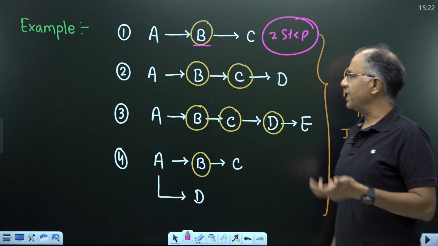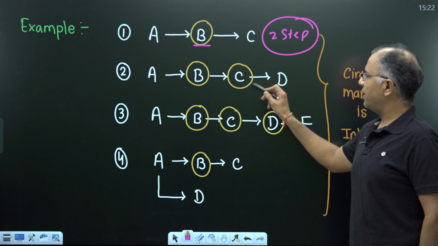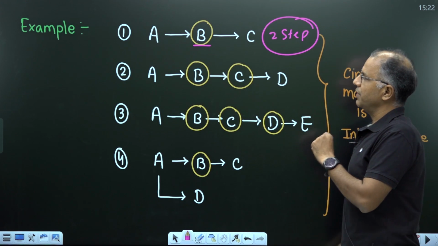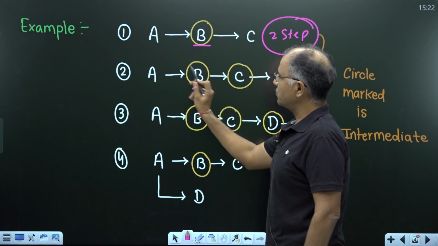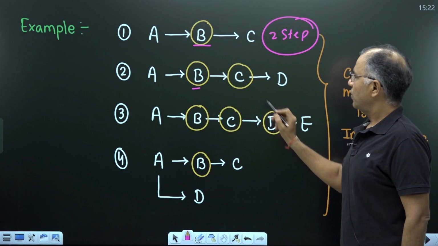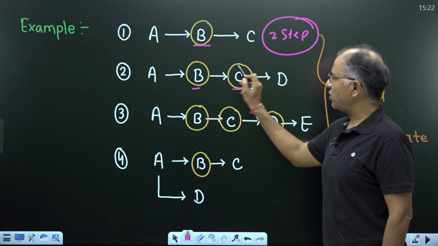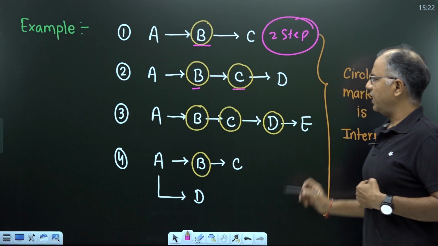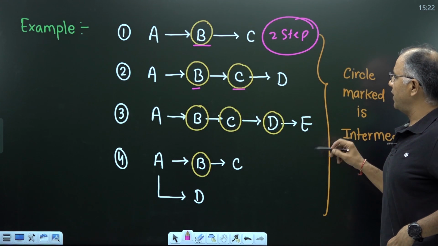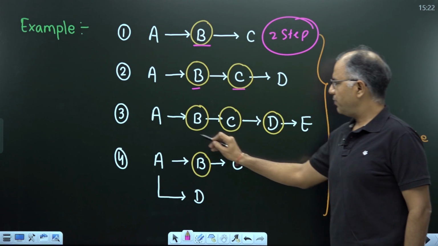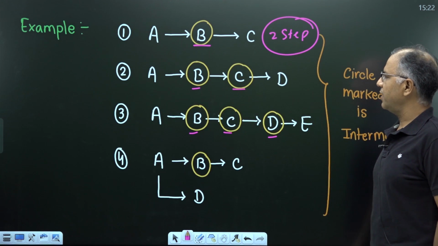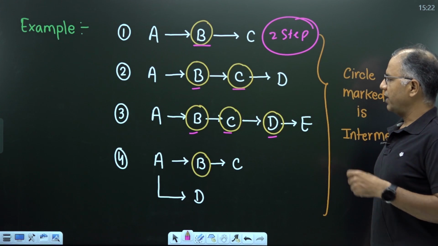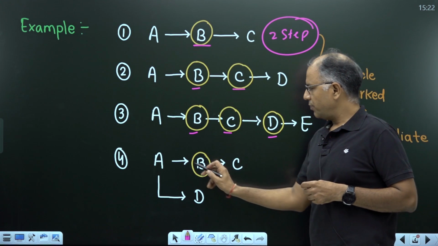Now let us consider a second example. A gives B, B gives C, C gives D. What are the intermediates? B and C are intermediates. Why is B intermediate? Because it is product of A and reactant of C. Why is C intermediate? Because it is product of B and reactant of D. Now let us consider a third example. A gives B, B gives C, C gives D and D gives E. In this case, B, C, D all are intermediates because they are product for one step and reactant for another step.